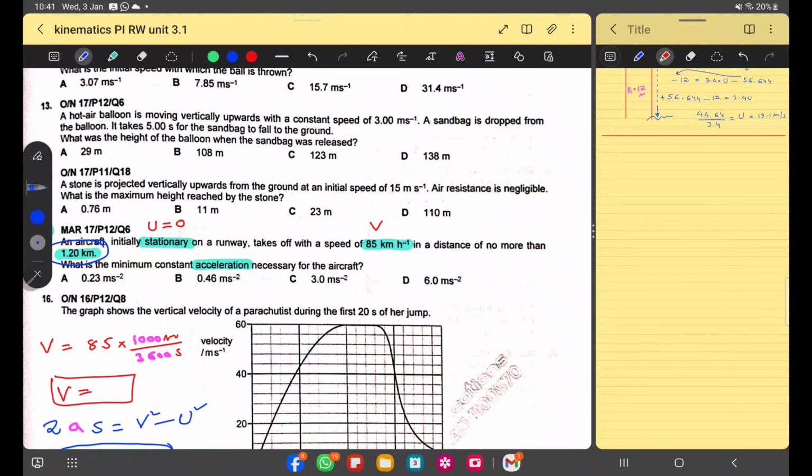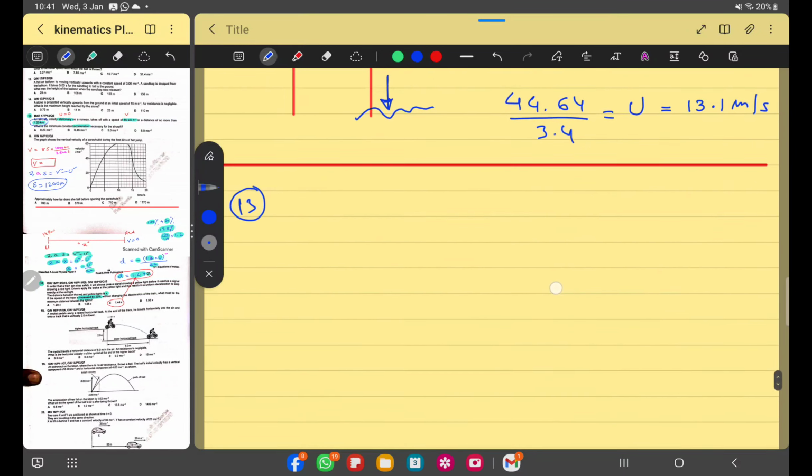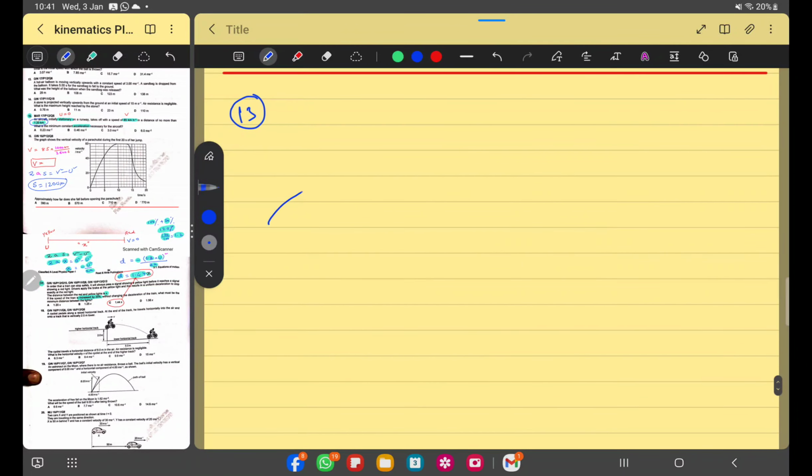In question number 13, read the question, beta. A hot air balloon is moving vertically upward with a speed of 3 meter per second. Okay. Consider this is a hot air balloon, and this hot air balloon is moving upward.